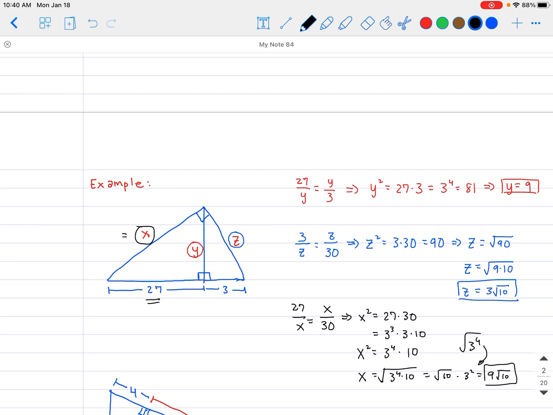So finally, put it all together: 9 root 10 over here, and then this one over here is z, which is going to be equal to 3 root 10. And then finally, y, which is going to be equal to 9 then.